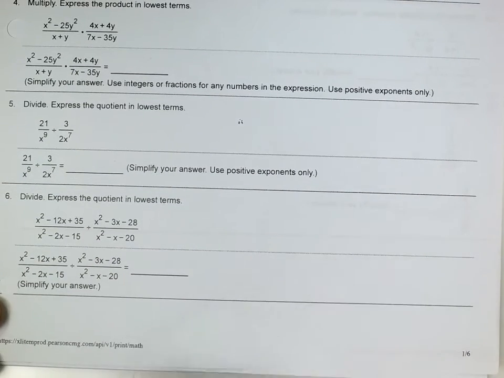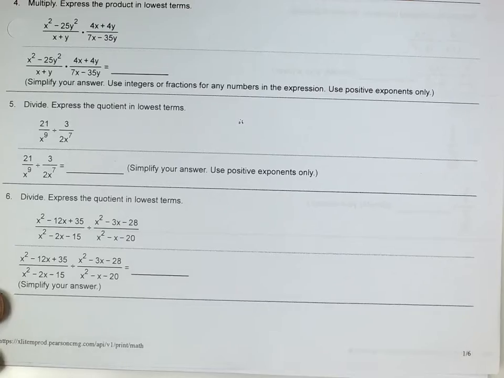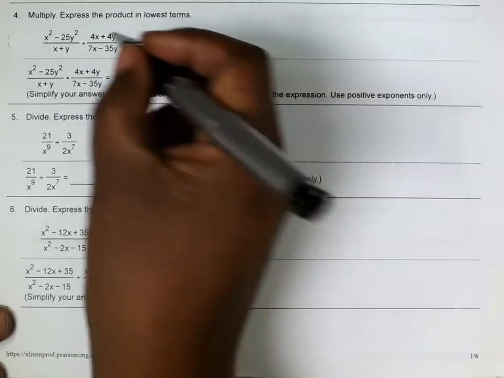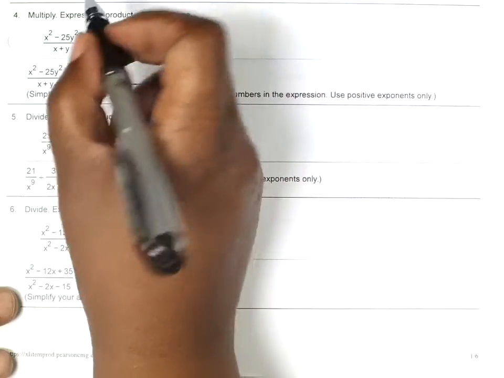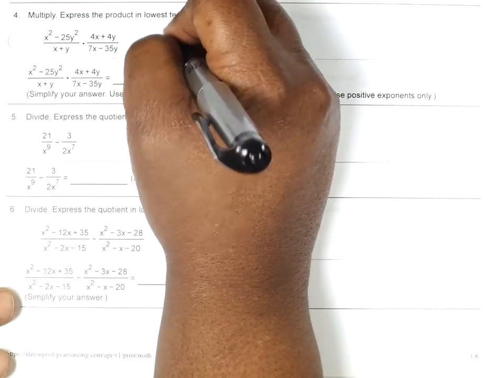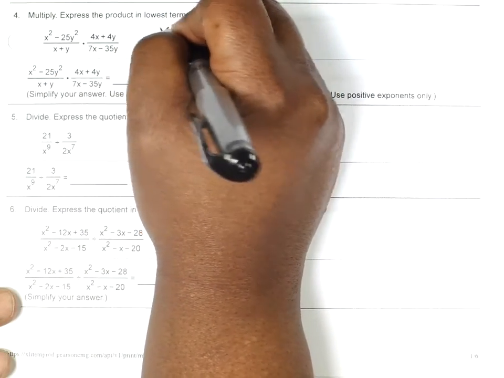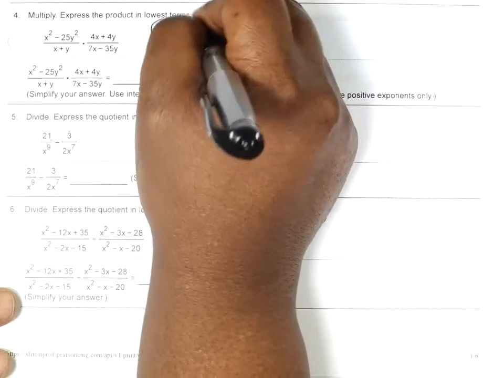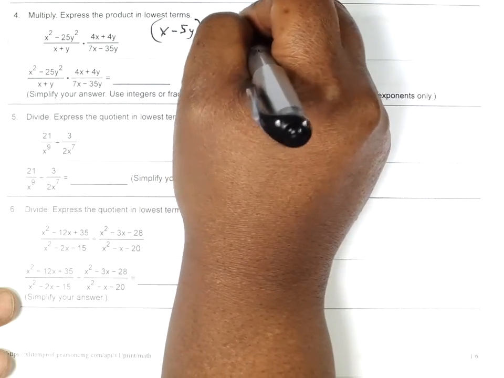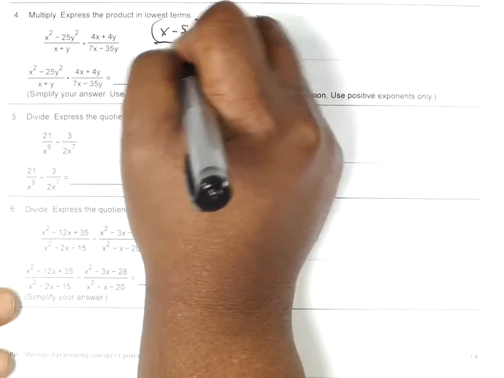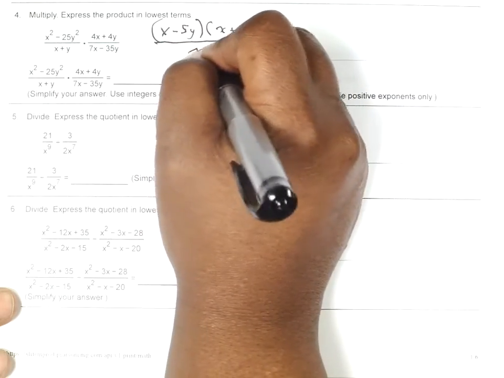Alright, number 4, we're still multiplying, and I need to factor each numerator and denominator. The first one, x squared minus 25y squared, is the difference of two squares. So it's x minus 5y times x plus 5y. Underneath it, I just have an x plus y.